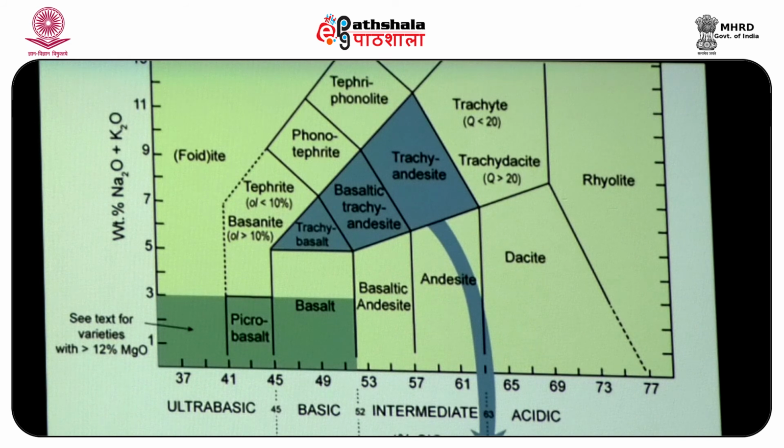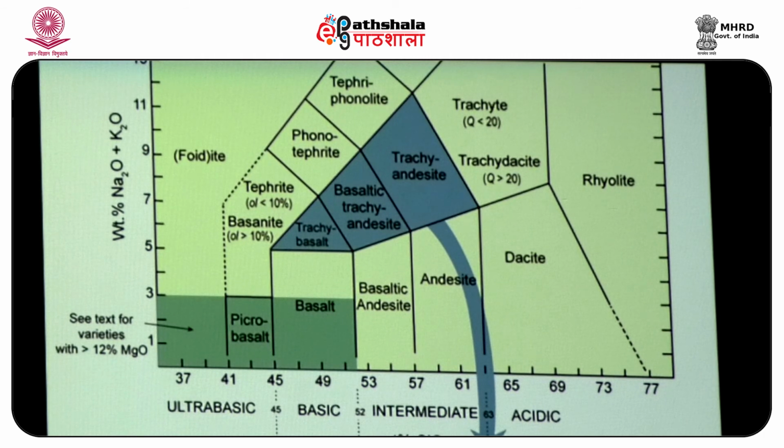plus K2O. And then dacite, you can see that it goes from 63% and up to 73 or 75%, so it is called dacite. And when you come here, rhyolite is a very high silica rock, and it has very high Na2O plus K2O.